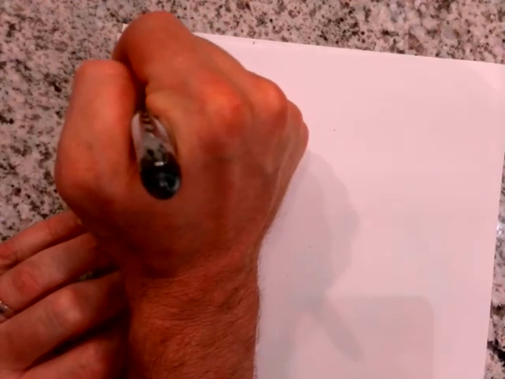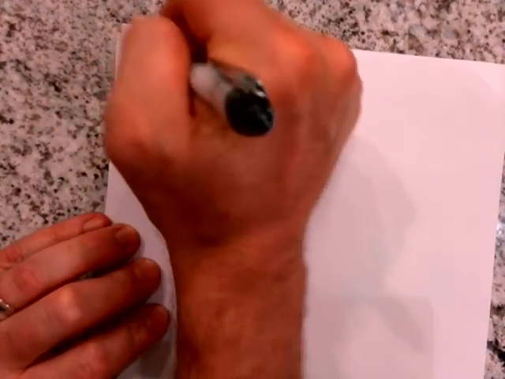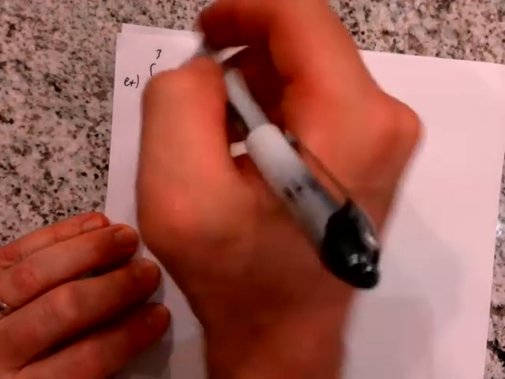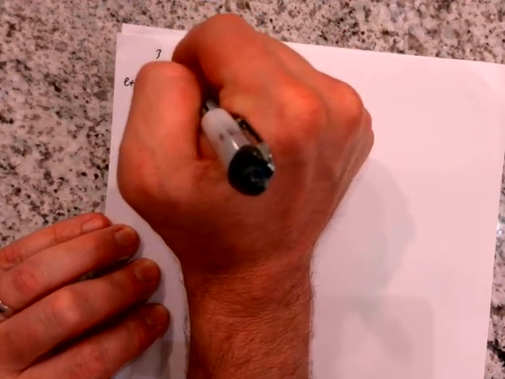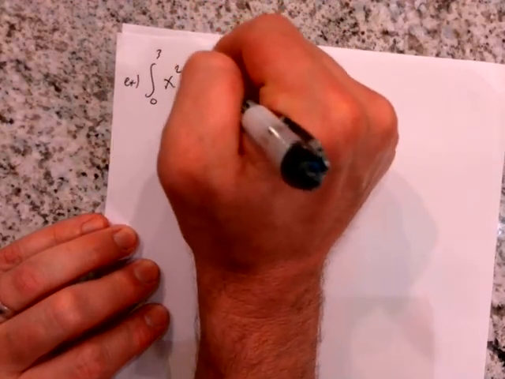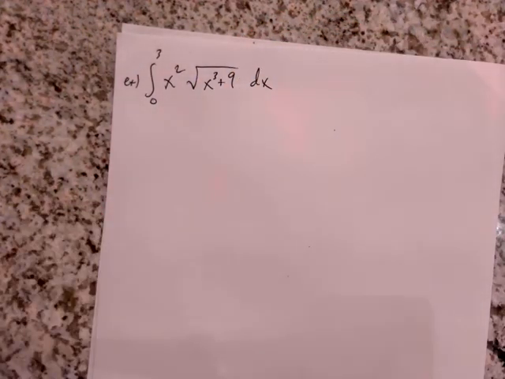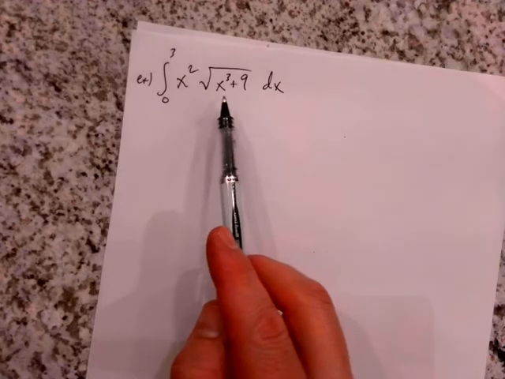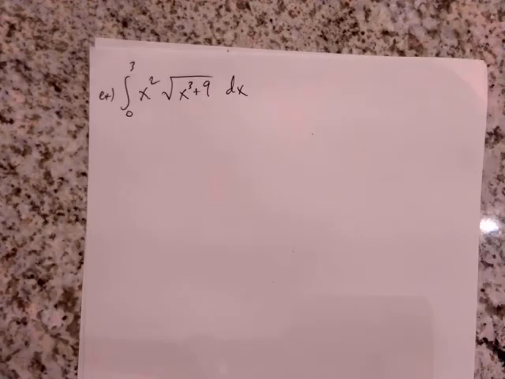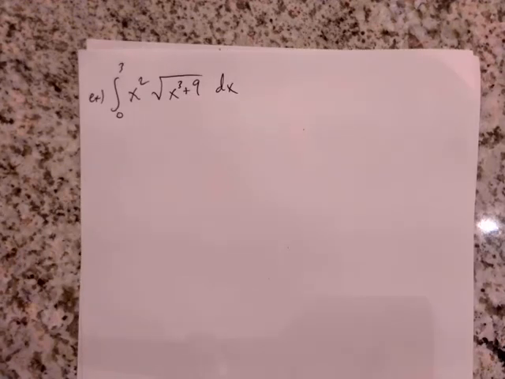Give this one a try on your own. The integral from 0 to 3 of x squared square root of x cubed plus 9. And that's x squared, square root of x cubed plus 9 from 0 to 3. So press pause, do the work out, and then I'll show the answer in a second.